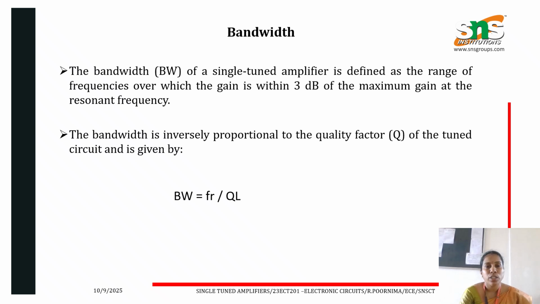Next is the bandwidth of the tuned amplifier. Bandwidth is the range of frequencies where the gain is within 3 dB of the maximum gain at the resonant frequency. We can write the bandwidth as Fr divided by QL, where Fr is the resonant frequency and Q is the quality factor. This ratio gives the bandwidth of the single tuned amplifier. Bandwidth is inversely proportional to the quality factor. In the single tuned amplifier, the bandwidth is narrow. A high quality factor means better selectivity in the tuned circuit.